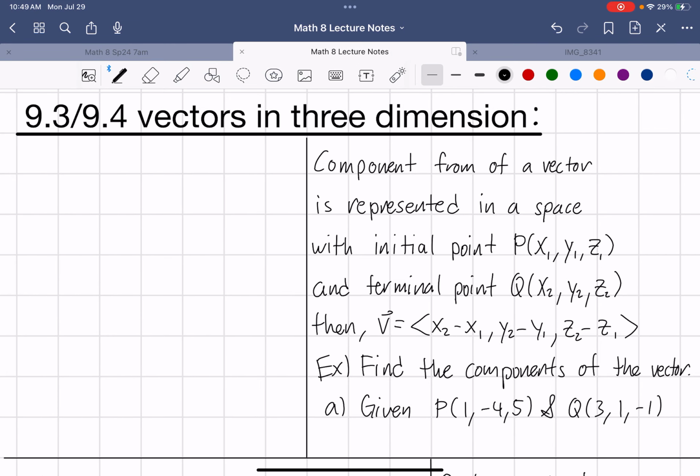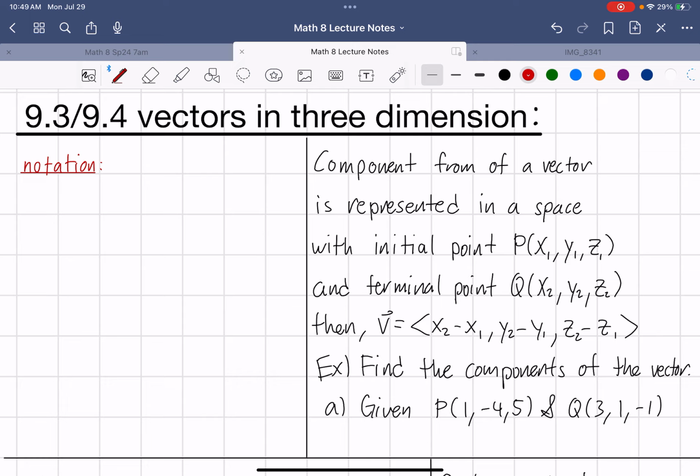Okay, we're moving on to 9.3 and 9.4. So I'm putting these together because we're going to pretty much do everything we did in the last couple videos, but just adding it to 3 dimensions. Now, what is that going to mean? So to start, it's going to change the notation a little bit. What do I mean by that?